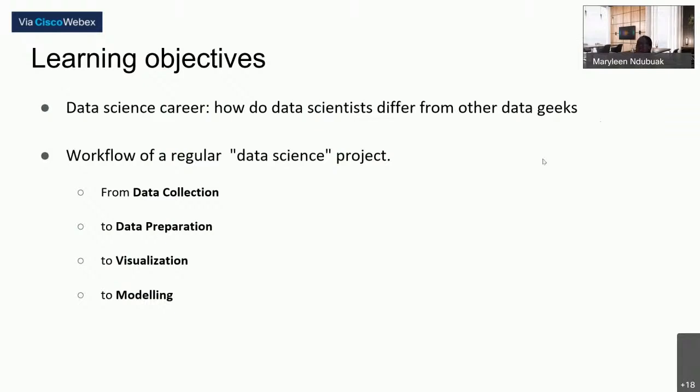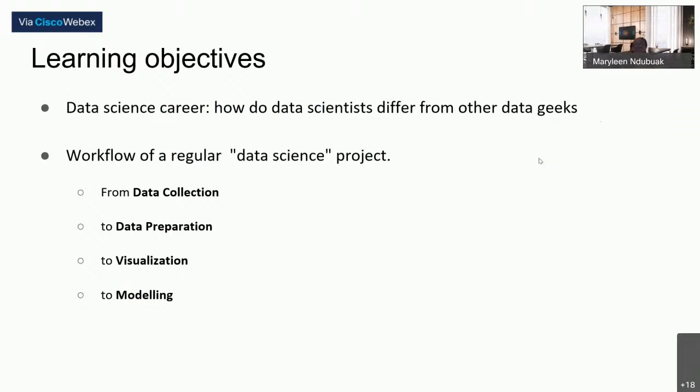So what do I want you to take out of this course? First of all, we want to look at what is data science, what is a data science career, and how data scientists differ from other data geeks, like data analysts. I'm sure you have heard so many of these terms: data analyst, machine learning engineer, data engineer, AI specialist. You'd be wondering how one is different from the other, and what they are expected to do. This is a time to start unpacking those and understanding who a data scientist is and what a data science career looks like.